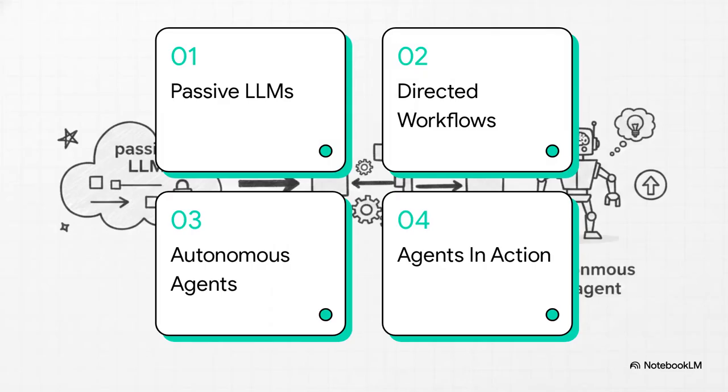Okay, let's dive into this by following a really simple three-step learning path. We'll start with Level 1, Passive LLMs, move to Level 2, Directed Workflows, climax at Level 3, Autonomous Agents, and finally, look at AI agents in action.